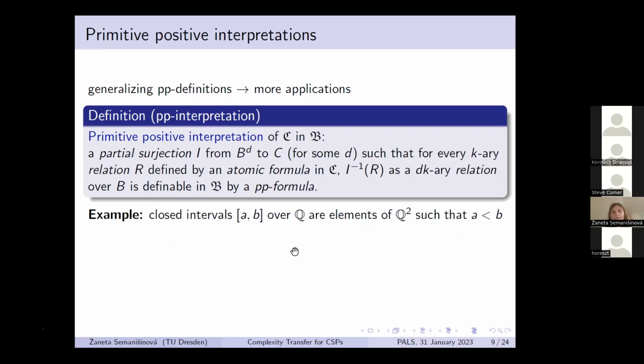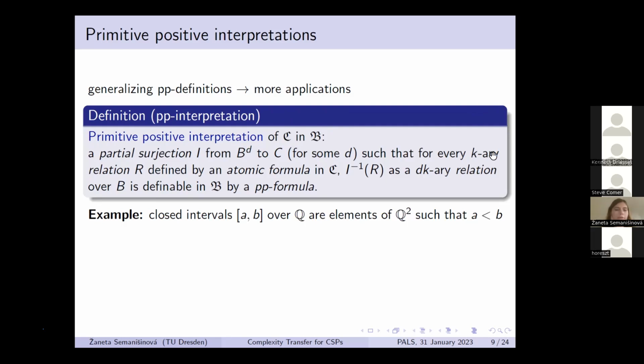So that would be one of the applications, and this wasn't so difficult. I mean, we just PP define one structure in another structure, and that was it. But there is another transfer concept that's a bit more involved. And for this, we need to generalize PP definitions. So what's a primitive positive interpretation of a structure, say of structure C in B? That is that we take a partial surjection from some finite power of B to the universe of C. And this partial surjection is a guide for how to interpret C in B, possibly in higher dimensions.